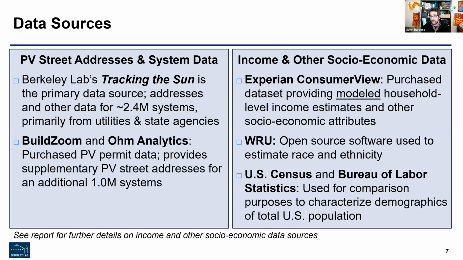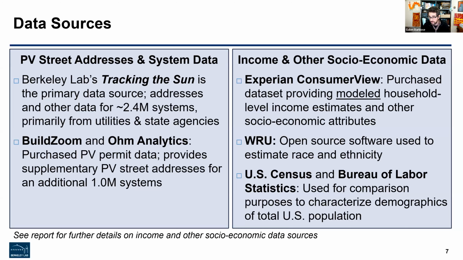And that data includes not just street addresses, but a lot of other information about those systems. Their size, how they're financed, cost, the installer, things like that. We then supplement those PV street addresses with some additional PV addresses that we obtain through two commercial data vendors, BuildZoom and Ohm Analytics, and their data come primarily from local permitting agencies. And so that data is incremental to what we collect through Tracking the Sun.